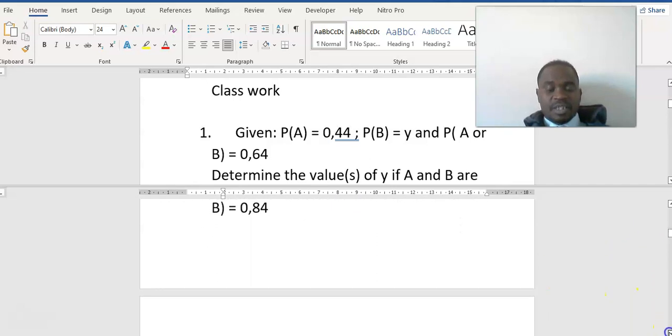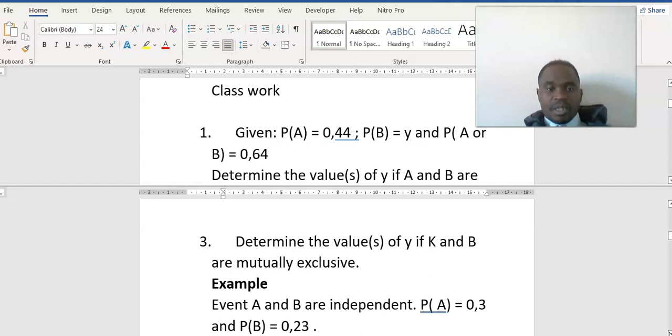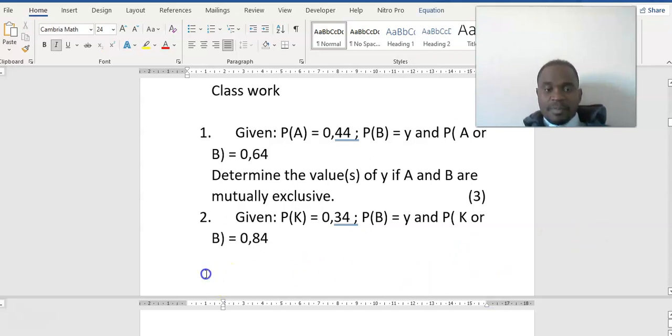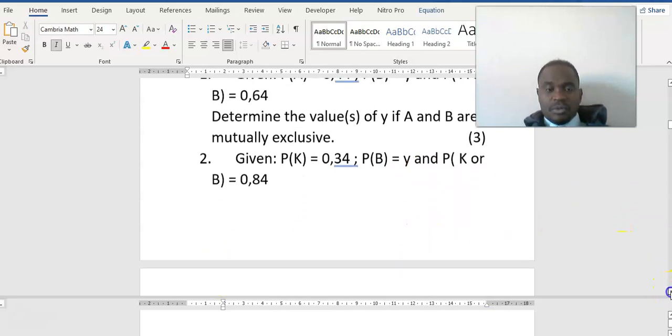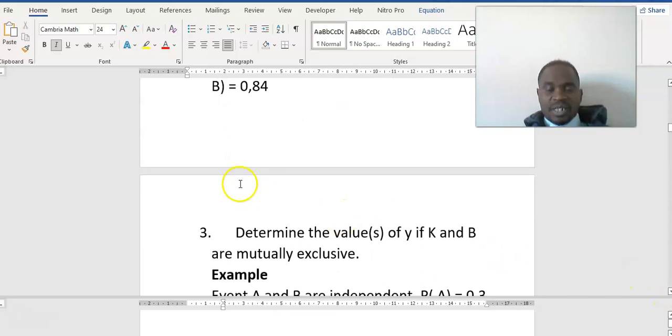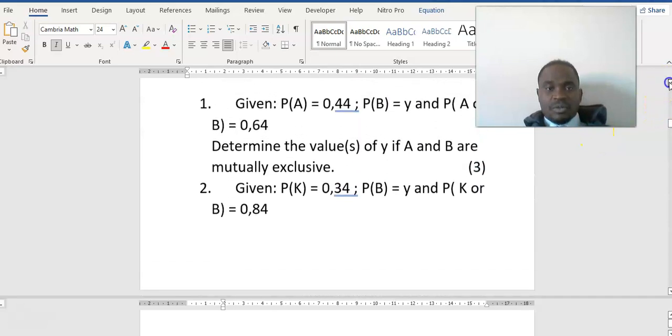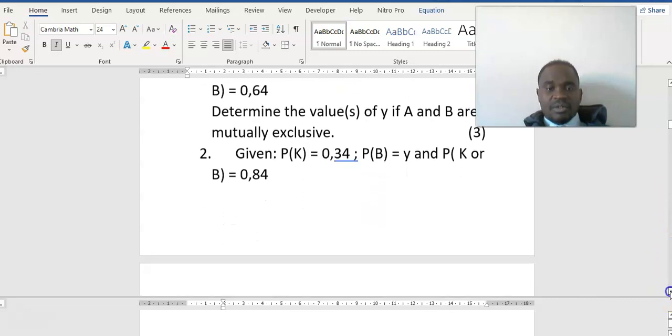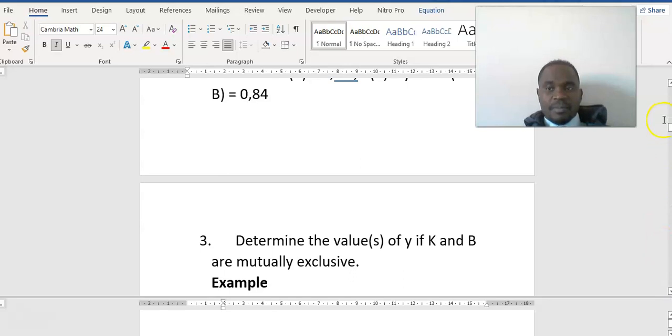Okay, so we have this. Determine the value of y if k and b are mutually exclusive. I think this is the next question. The next one must follow. Yeah, so this is the next question. You pause the video, copy this one, then you continue with this one and copy that one also. So there are 3 questions.